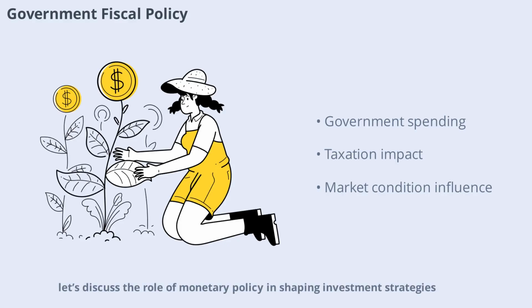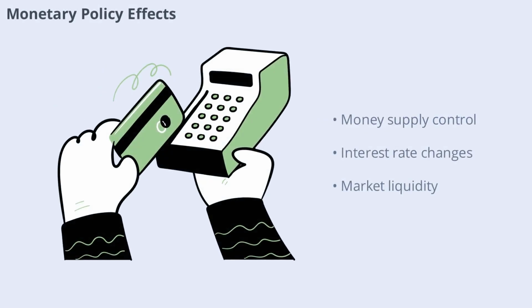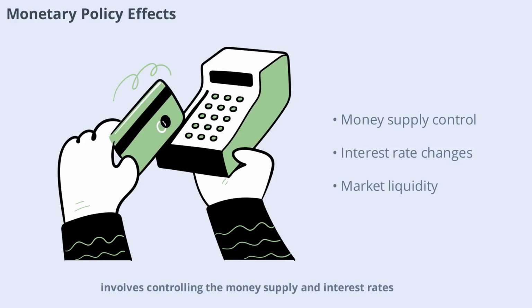Next, let's discuss the role of monetary policy in shaping investment strategy. Monetary policy, managed by central banks, involves controlling the money supply and interest rates. Expansionary monetary policy can lower interest rates and encourage borrowing, while contractionary policy can do the opposite. Investors track monetary policy to anticipate changes in market liquidity and asset prices. Policy shifts can create opportunities or risks, depending on the direction of change.